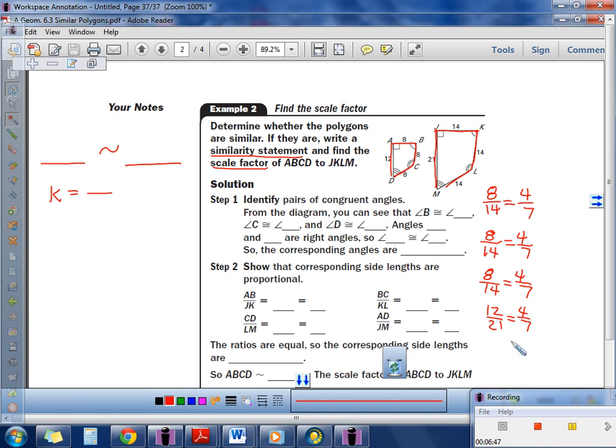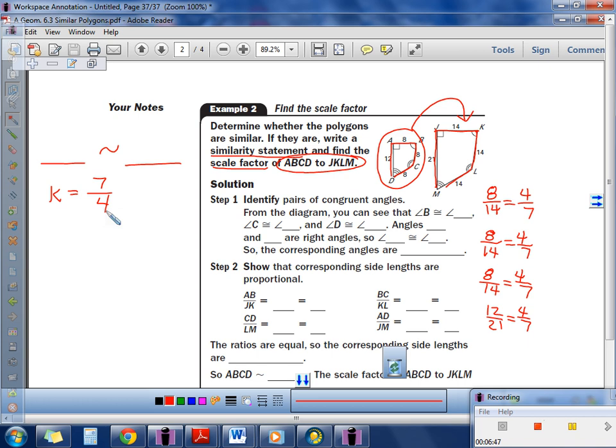So what's my scale factor from, now pay attention to this, ABCD, so that's going small over to big. Can I multiply by 4/7 to make a shape bigger? No, I need to flip it. So I need 7/4. That's a common mistake right there. Think about what fraction will make your shape bigger or smaller. We need it to go bigger, so I need 7/4. Bigger fraction. Bigger shape, you need a bigger fraction.